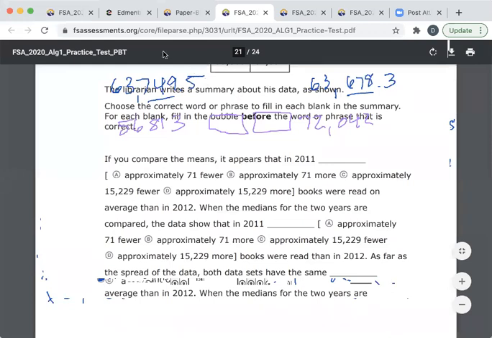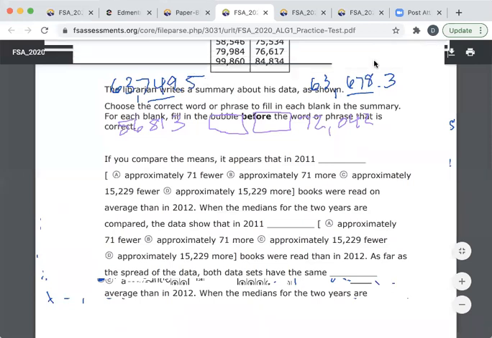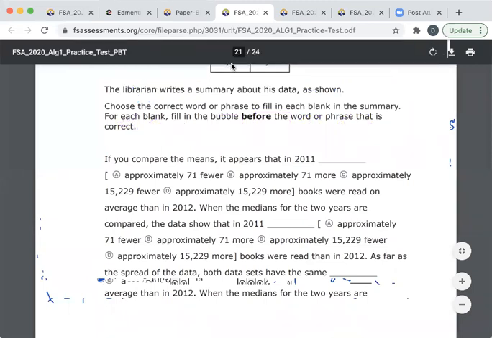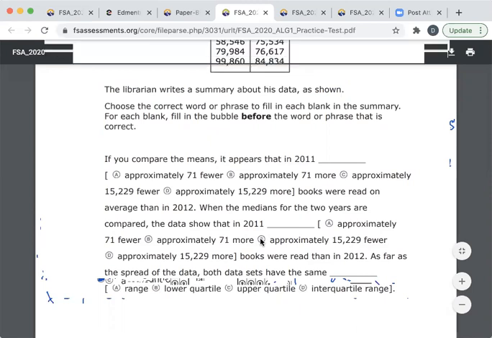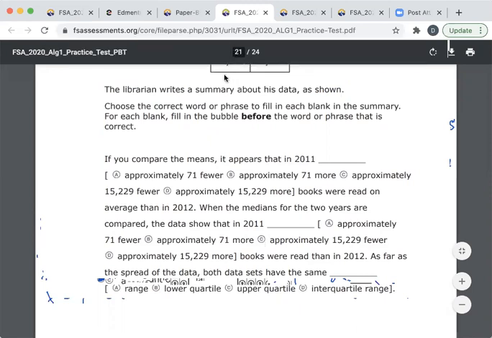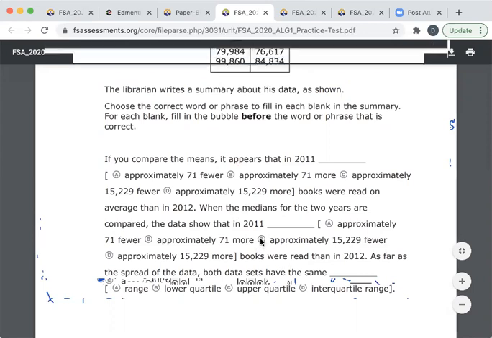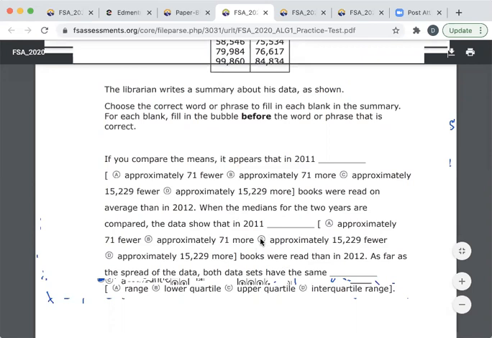I have to erase some of this because it didn't scroll nicely. So the answer for the second part was this one: approximately 15,000 fewer from 2011 to 2012 for the median.